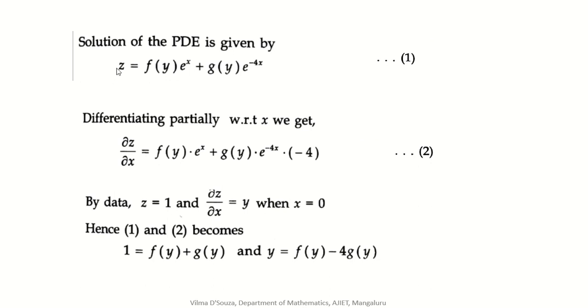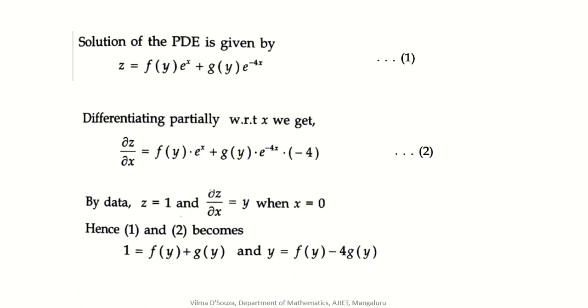Now when x is 0, z is equal to 1. Put x = 0, e^0 and e^(-0) both become 1. So you get f(y) + g(y) = 1. So that I have written here, f(y) + g(y) = 1.